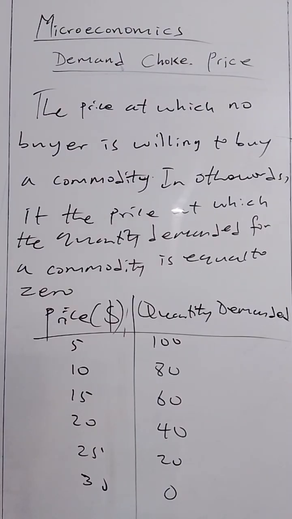So if you are given this demand schedule and you are asked to locate the demand choke price, the demand choke price is simply the price at which the quantity demanded is equal to zero, given our definition here. So look at here. Where do we have the quantity demanded equal to zero? Here, the quantity demanded is equal to zero. So therefore, the demand choke price is the corresponding price. At what price is that? The demand choke price here is $30.